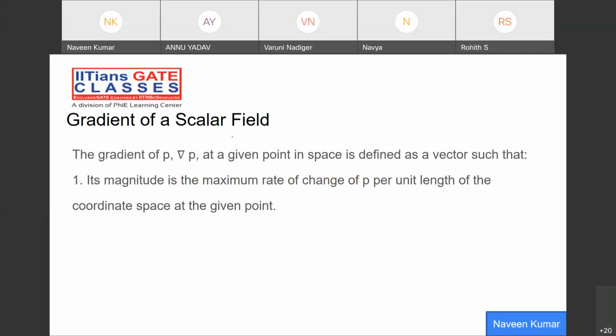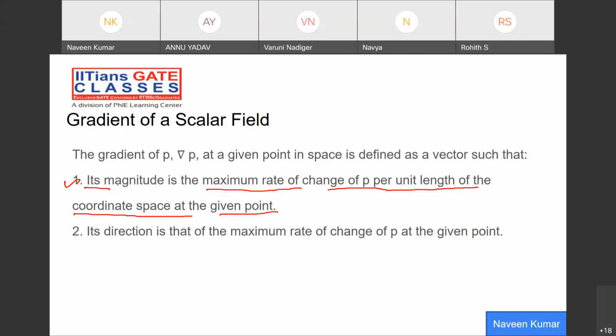Right? So, the significance of its magnitude. Its magnitude is the maximum rate of change of P per unit length of the coordinate space at the given point. I'll show you with the figure also. So the magnitude will tell the maximum rate of change of P per unit length at a particular location. That's what the magnitude of the gradient will show.